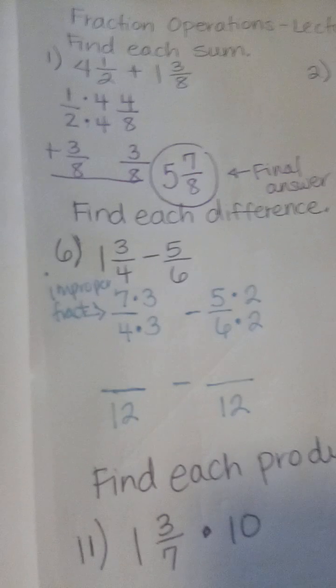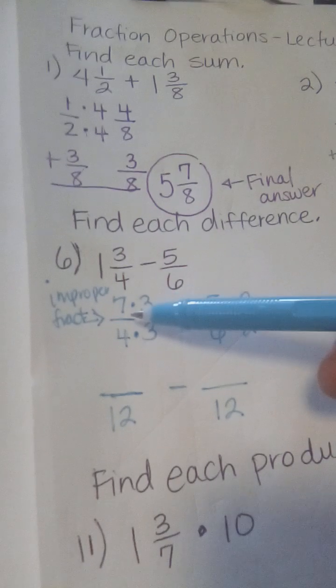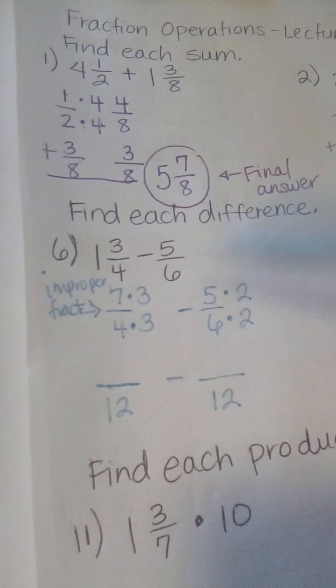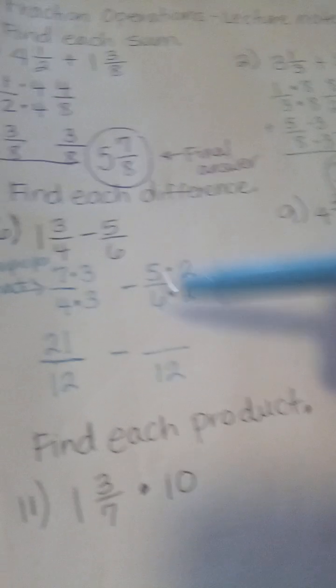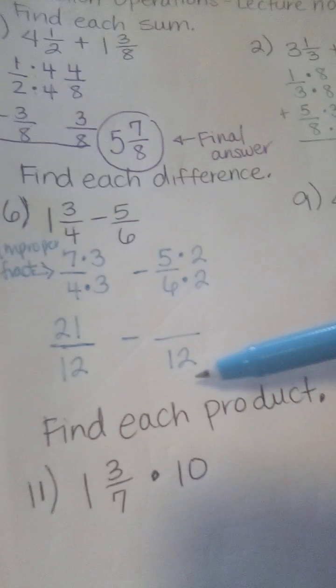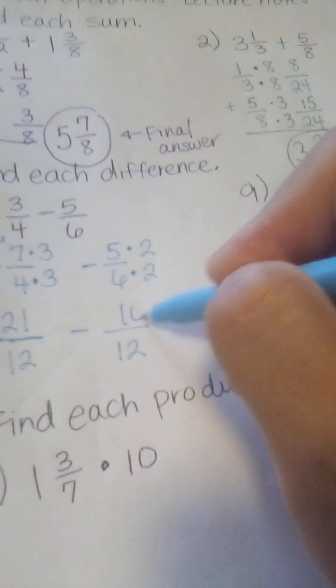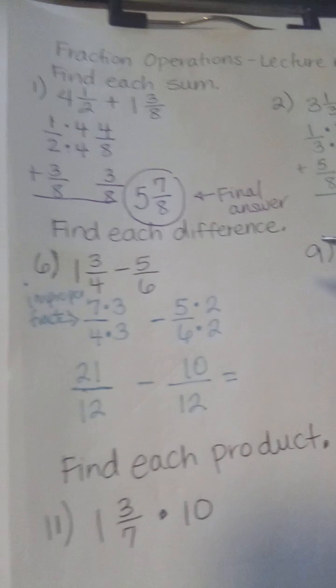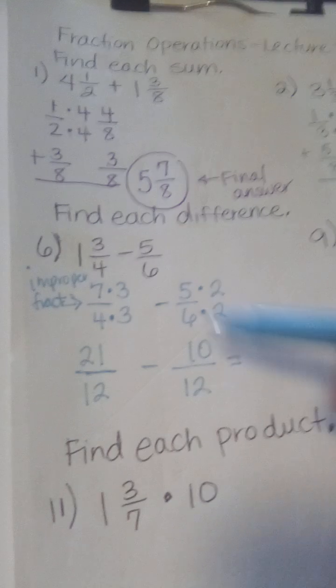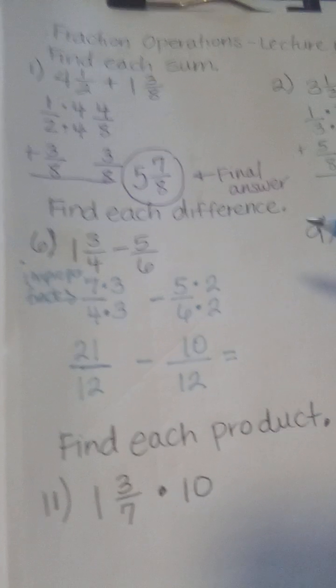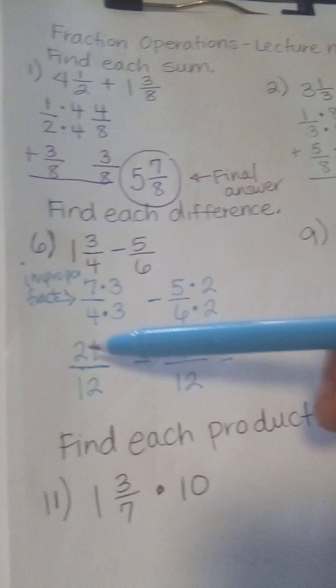Okay, now we clean it up just a little bit. So let's do the numerators. What's 7 times 3? 21. Then, what's 5 times 2? 10. Now we're almost done cleaning this part. Any questions so far on this portion, this part of the numerator? Okay, very good. Now, since we have the same denominator, we can leave that alone.